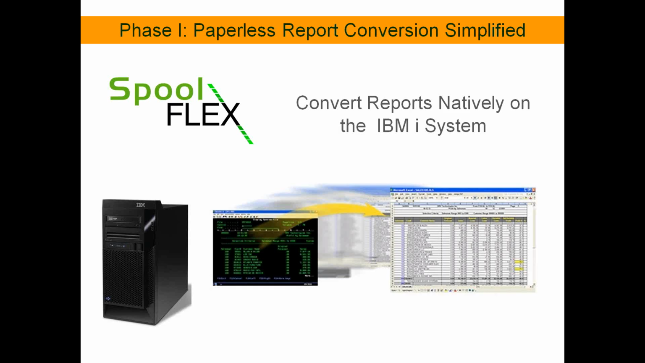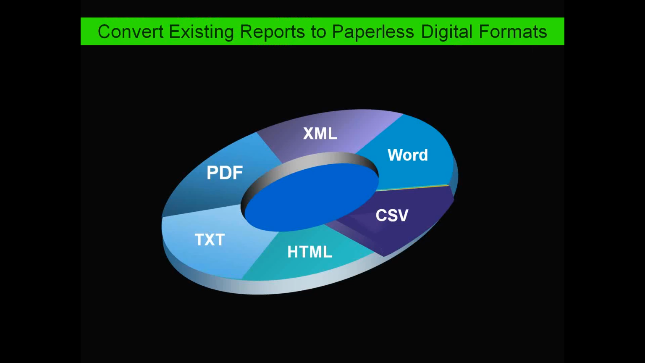Today we're going to look at an example called SpoolFlex. It's native IBM i software that converts directly to digital formats without programming, application modifications, or a PhD in computer science. SpoolFlex can digitize spool files directly to a variety of electronic formats, including those you see here. The most popular, by far, are PDF and Excel.